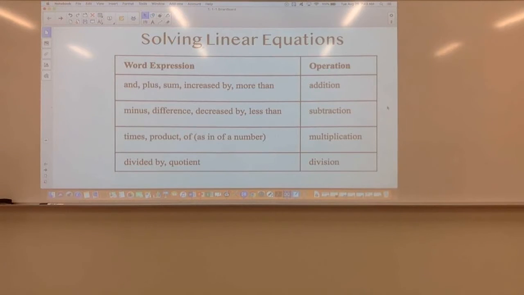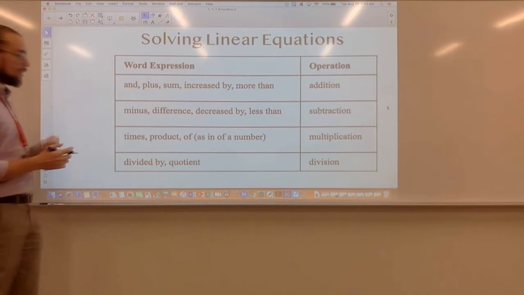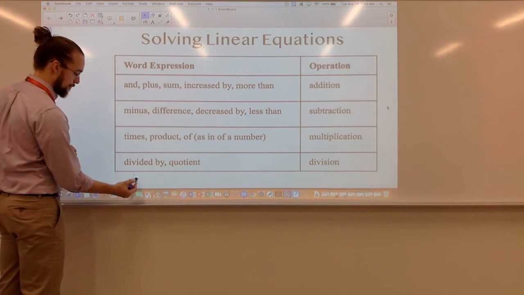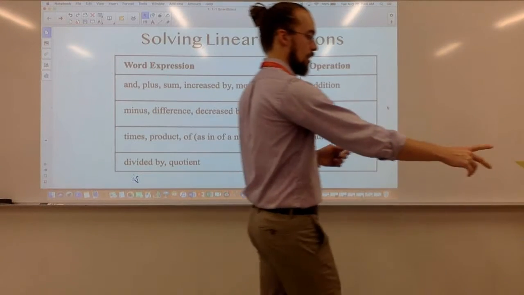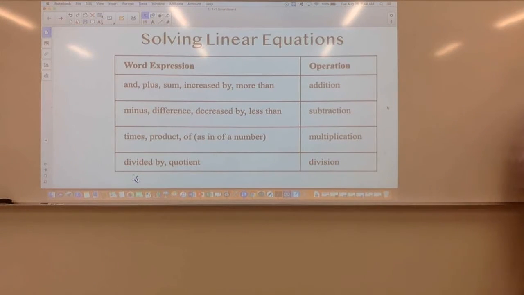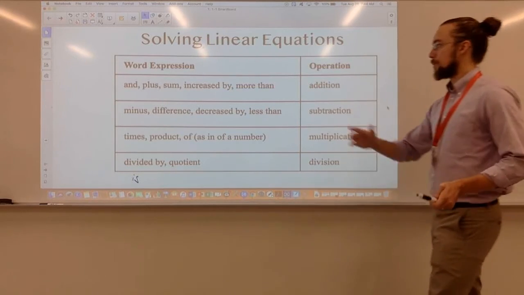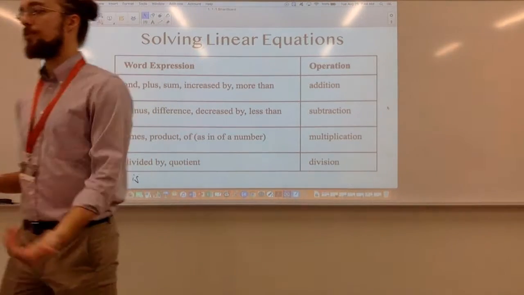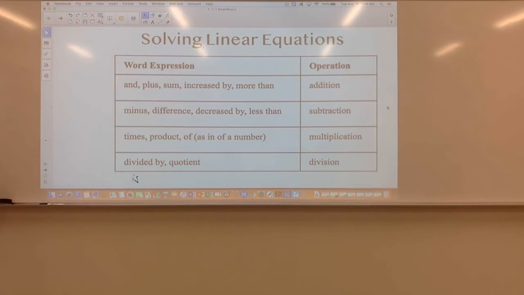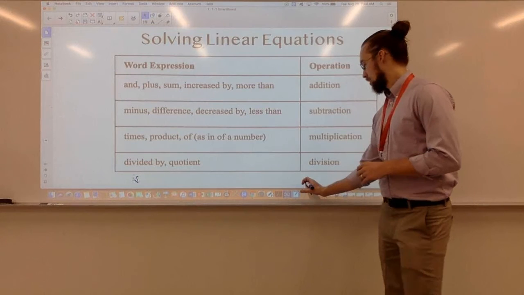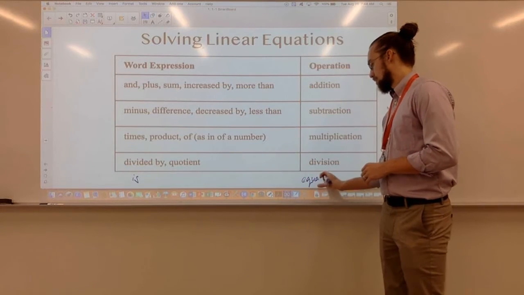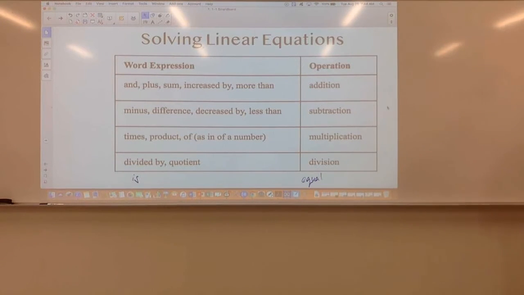Another key one that I did put on this table is "is." This actually means a separate thing. So if I say, like, 4 times a number increased by 7 is 24, what does "is" mean in that statement? Equal, exactly. So whenever we see "is," that's going to mean equal or equality.